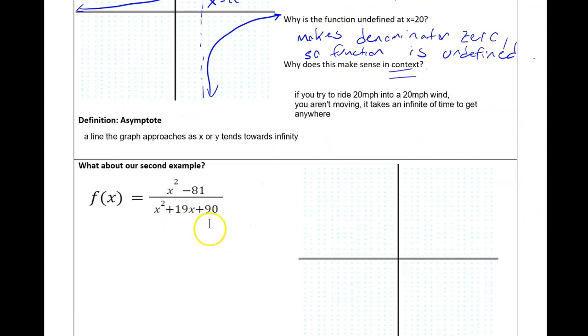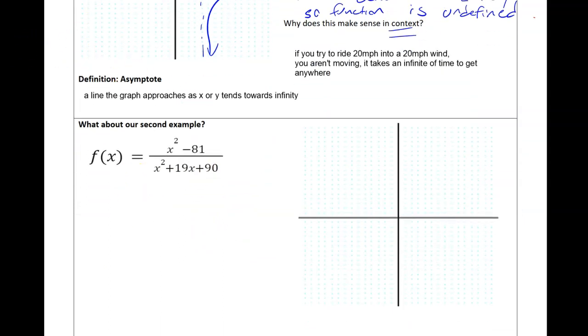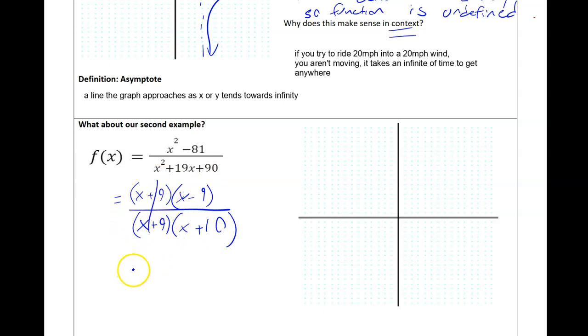Let's look at a more complicated example that we studied. So remember what we did with this one when we were looking at intercepts is we factored it, and we got something like this, right? So we factored the difference of squares on top, and on the bottom, we factored it to this, right? And then we canceled out this term, and we could say that the function is sort of equivalent to x minus 9 over x plus 10, right? For this function, my denominator is x plus 10. If I want that to be equal to 0, that's equal to 0 when x equals negative 10.